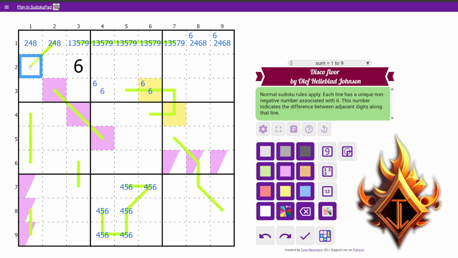What about... Oh, I don't know. If this is 159, that would have to be... There would have to be a difference here. Could be 2, 7 or something.